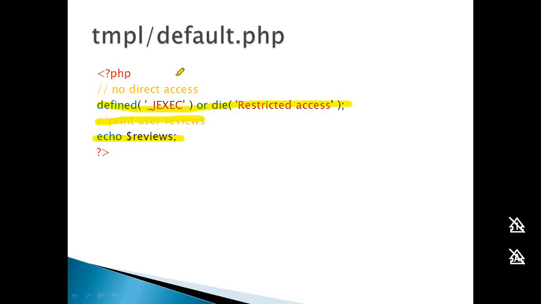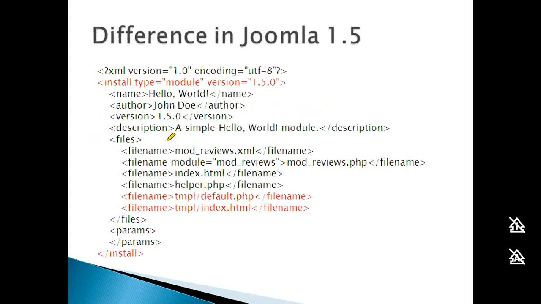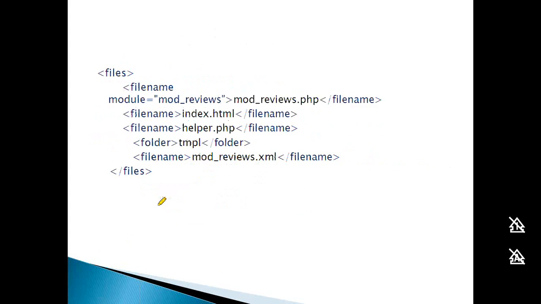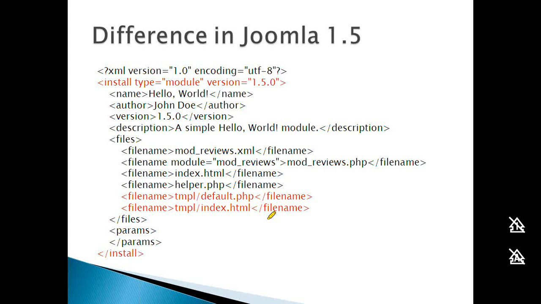So whenever this template is loaded, it will call this variable, and the variable value will be shown on the screen. Now you would notice, and as I highlighted previously, that in this template folder, this particular variable is not defined anywhere. So how does it work? Let's go back a little. This is the helper.php, where we call a class and then a function, and this value is returned.